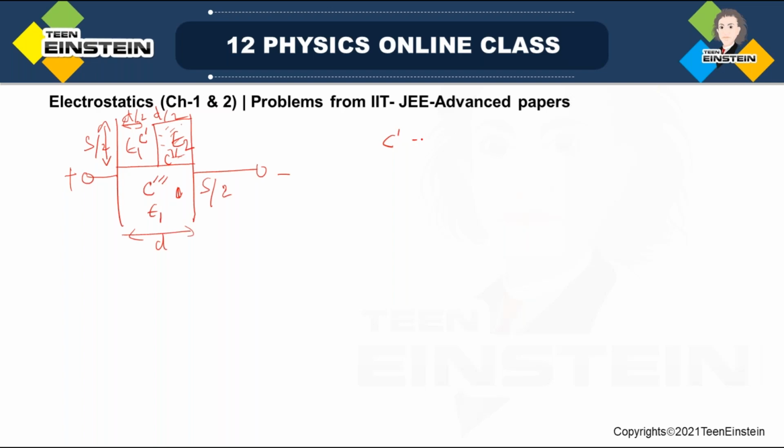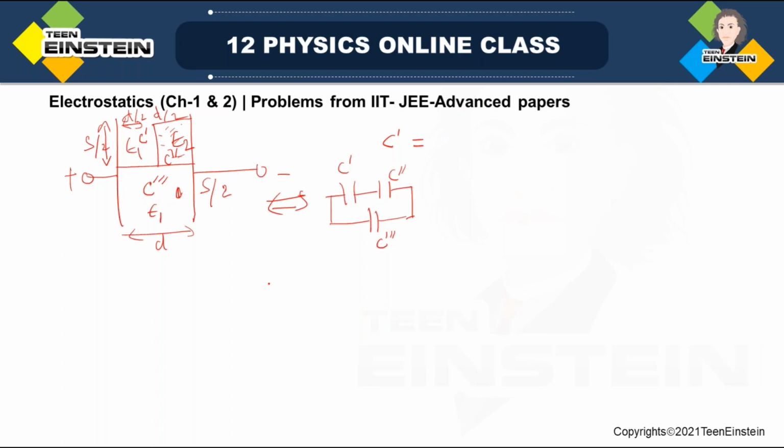Then for C prime, see, I have here the equivalent diagram. C prime and C double prime are in series and parallel with the C triple prime. This is the equivalent circuit diagram. So I'm just calculating one by one what is C prime.